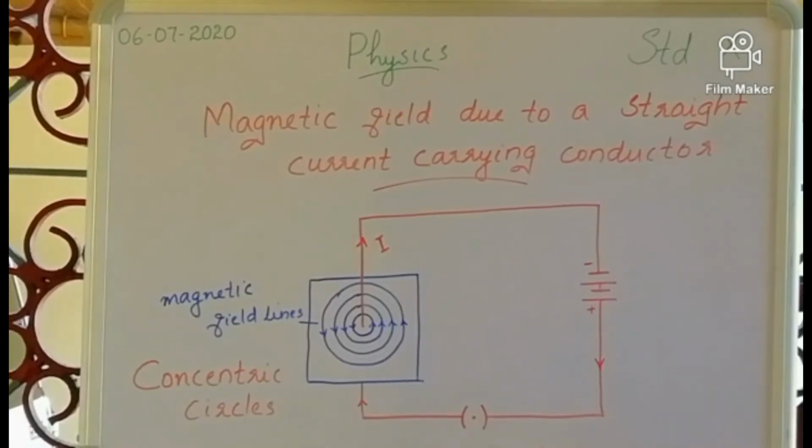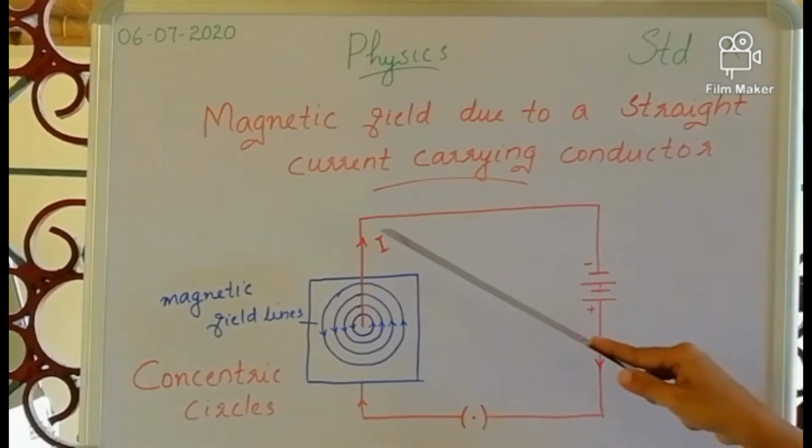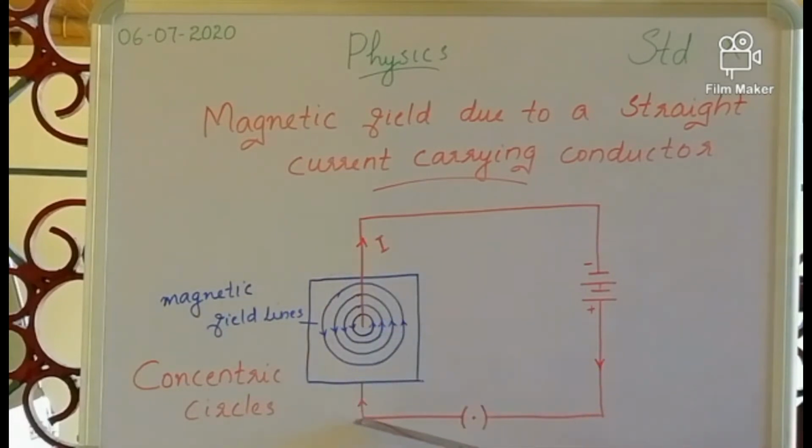Next, we have to discuss the magnetic field produced by a straight current carrying conductor. For this, we have a straight current carrying conductor which is connected to a battery and a plug key. A plug key is used instead of a switch. A plug key acts as a switch.